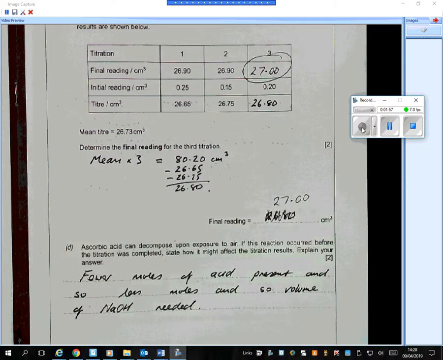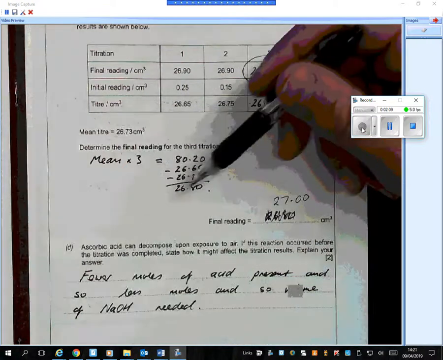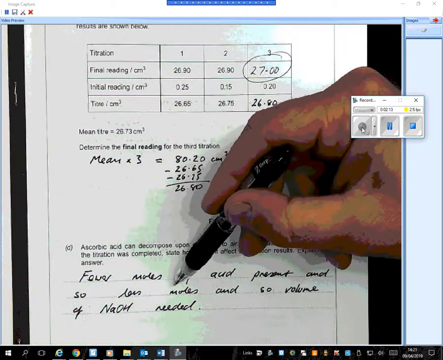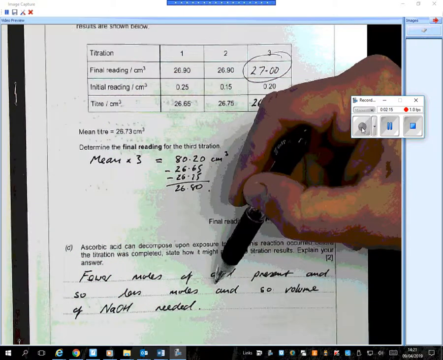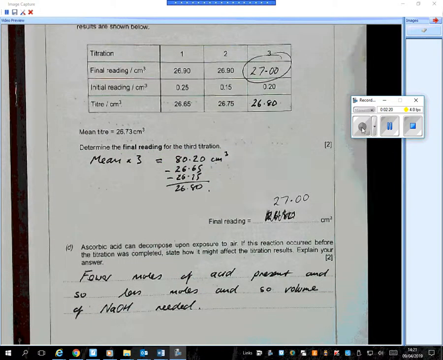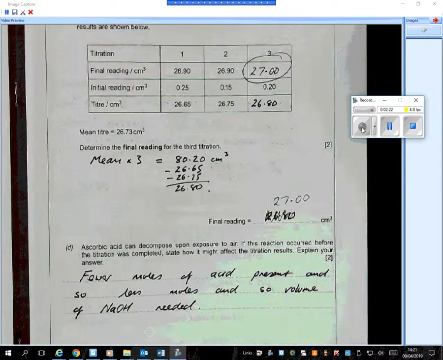Ascorbic acid can decompose upon exposure to air. If the reaction occurred before the titration was completed, state how this might affect the titration results. Explain your answer. Well, if it decomposes, you'll have fewer moles of acid present, and therefore you'll have fewer moles of sodium hydroxide needed in order to neutralize it. So there's the answer there.